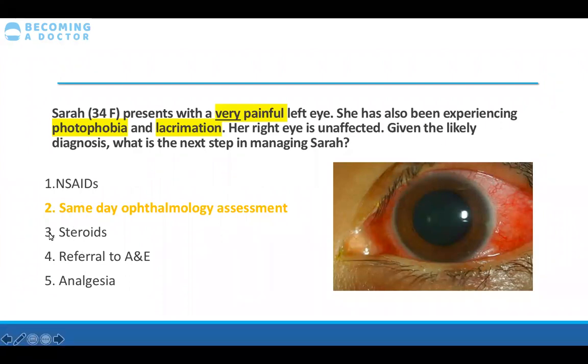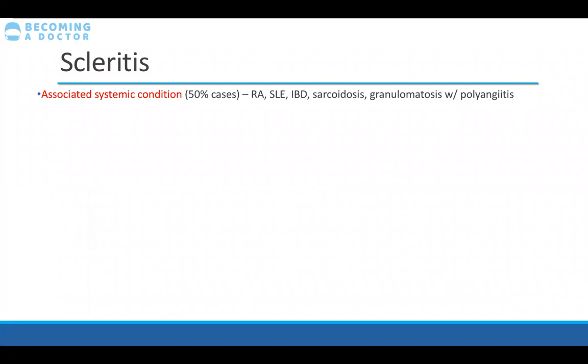Steroids and NSAIDs, yes, they can have a role in the management of the condition, but unless you actually get to know what it is and how to treat it, there's no point giving all these medications. So the diagnosis in this case is scleritis, and it's associated with systemic conditions, so rheumatoid, SLE, IBD, and a whole host of things. Clinical presentations, that's very common in older women, and it's acute onset.